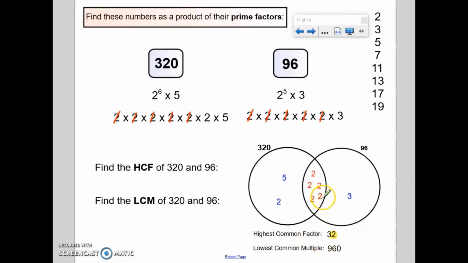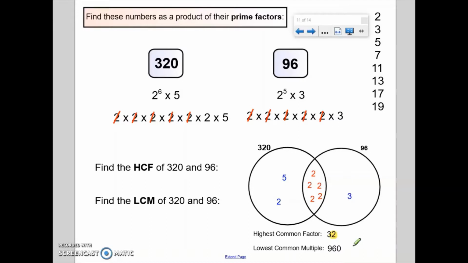For my lowest common multiple, I'm also multiplying all the numbers in the intersection by 5, 2, and 3 to give me a lowest common multiple of 960. Very well done if you were able to answer this full question.